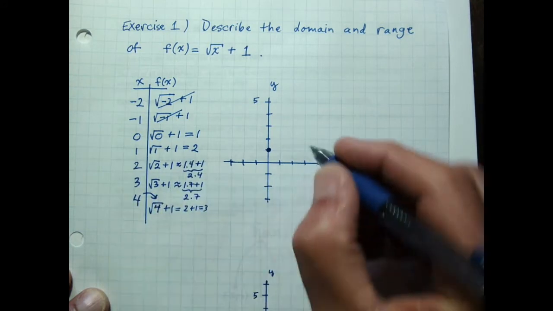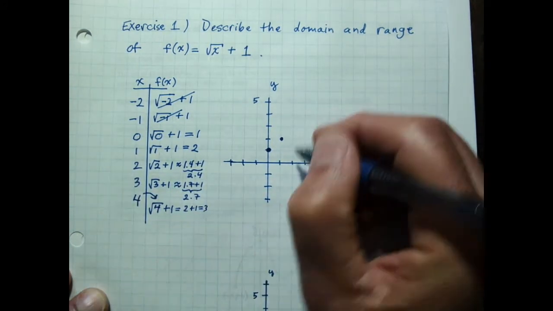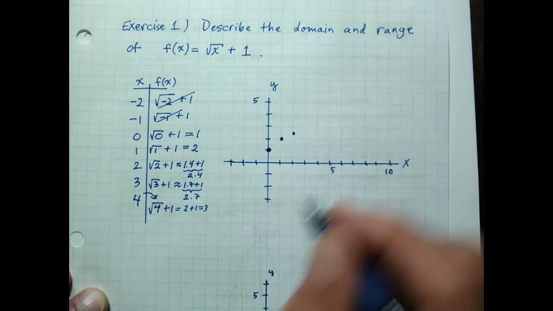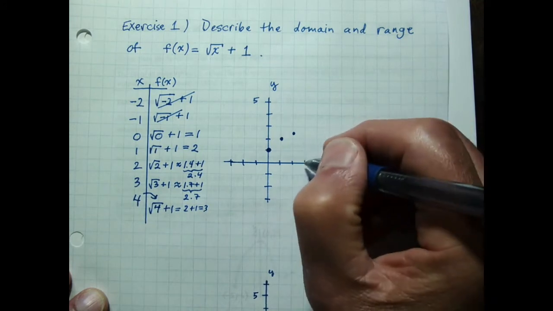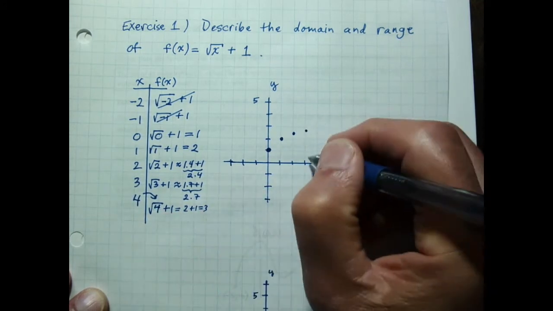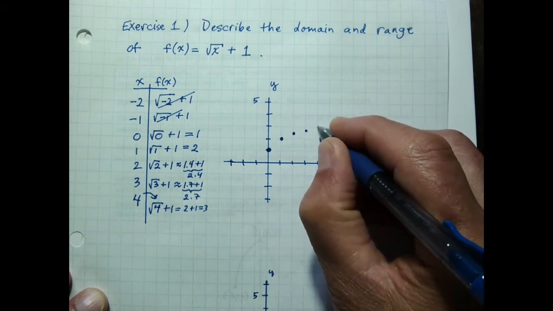Then I have 1, 2 to plot. I have 2, 2.4. I just have to approximate that. 3, 2.7, a little higher. 4, 3, exactly. 1, 2, 3, 4, 3.